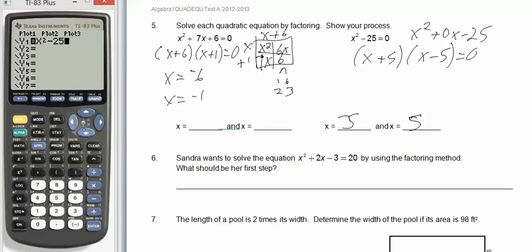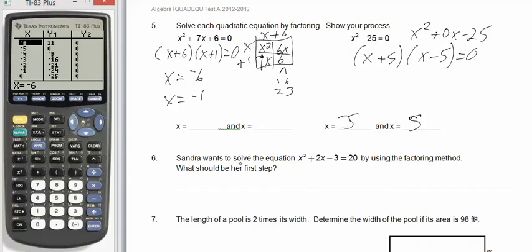minus 25. Look in our graph. We can see that it's at minus 5 and positive 5. Look at our table. Make sure we know that. At positive 5 and at negative 5. And just to be consistent with what I've done so far, you should put the 0 in there so we can see that they're both equal to 0.